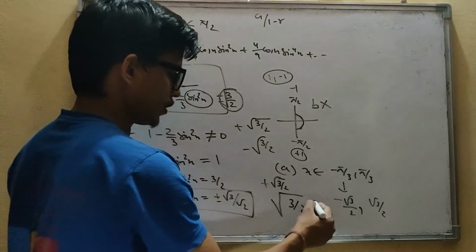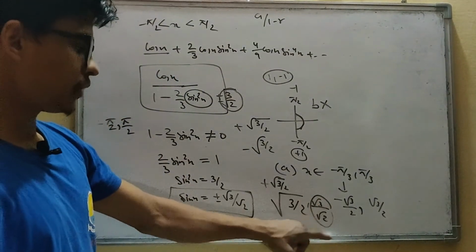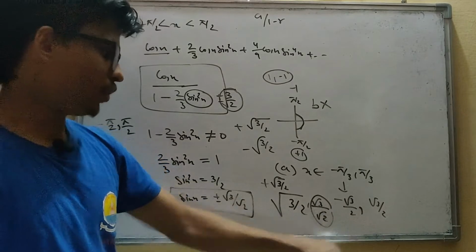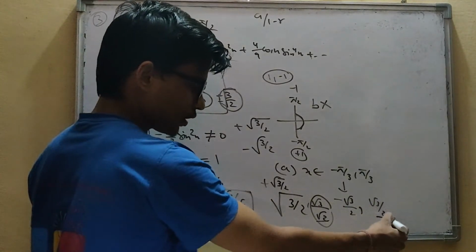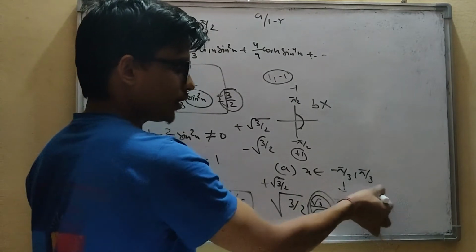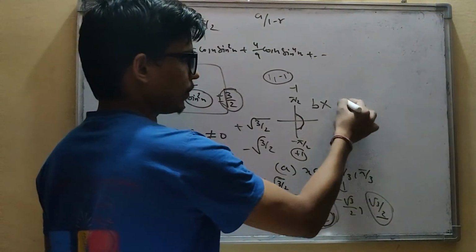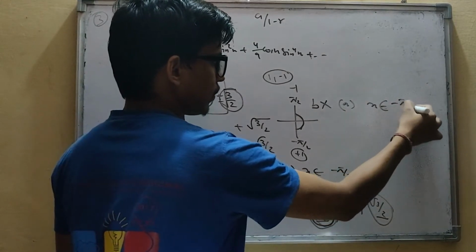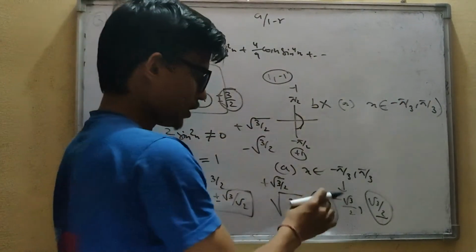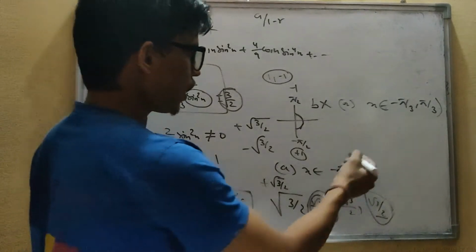Root 3 divided by root 2. So actually root 3 divided by root 2 is greater than this particular value. How? Because between root 2 and 2, root 2 is smaller, and if the denominator is smaller, the overall value is greater. So root 3 by root 2 is greater than root 3 by 2. In option A, x belongs to minus pi by 3 to pi by 3, but the value of x for which the sum is going to be infinite is out of bound, right?